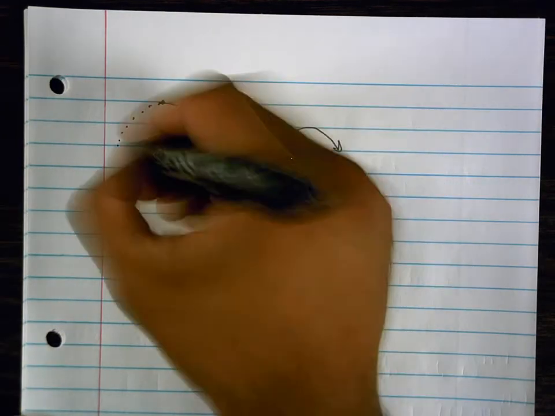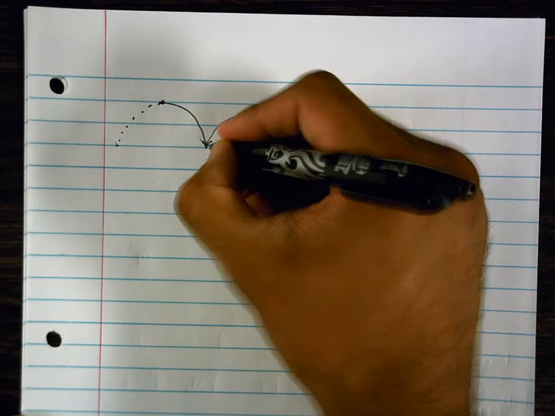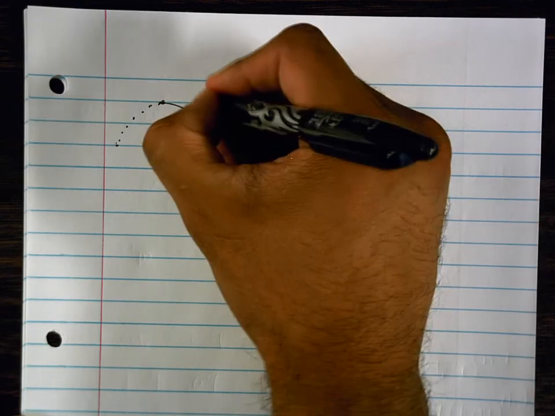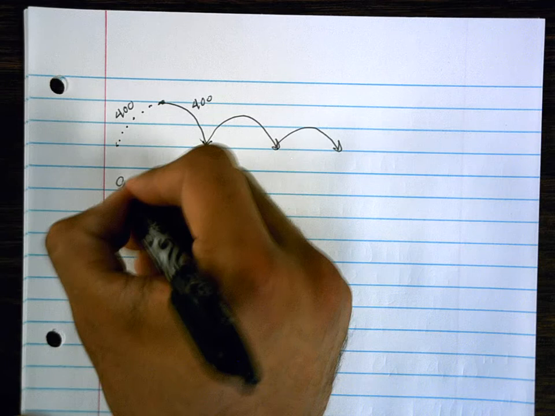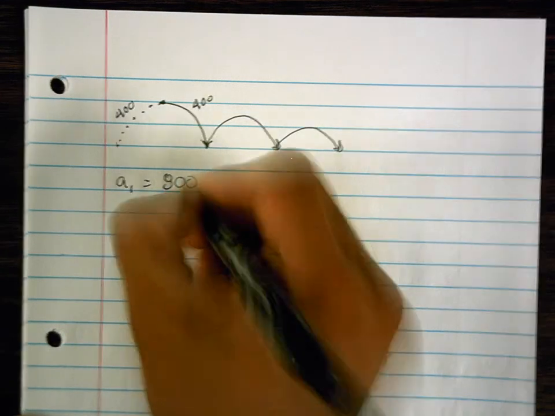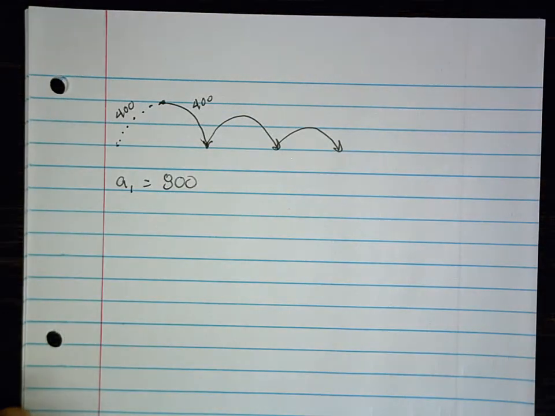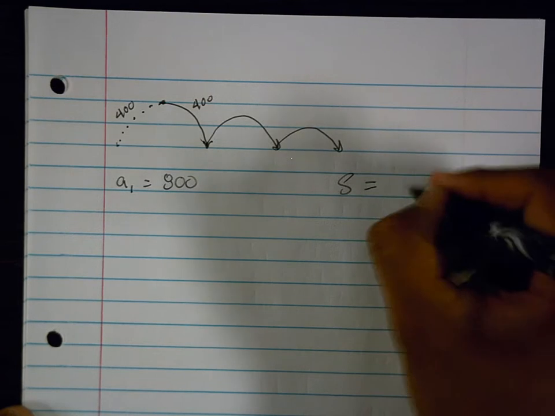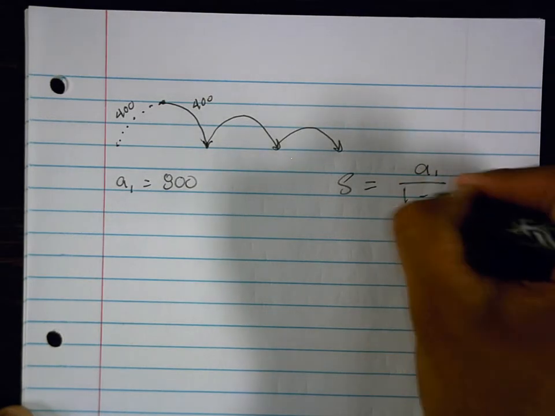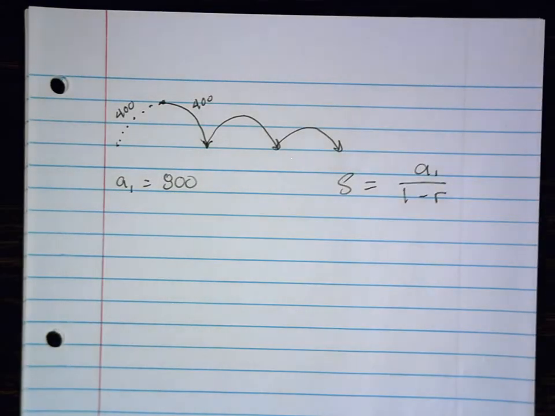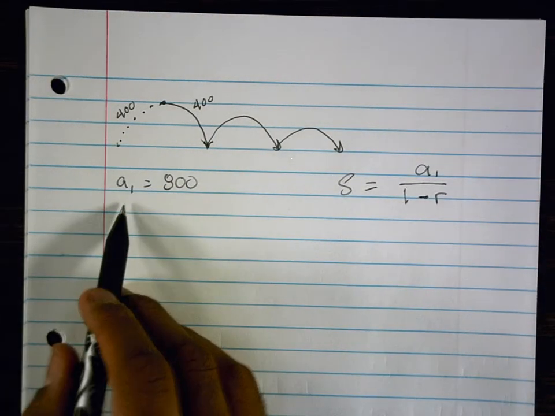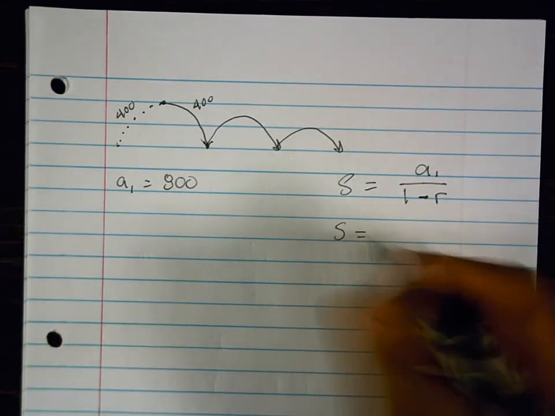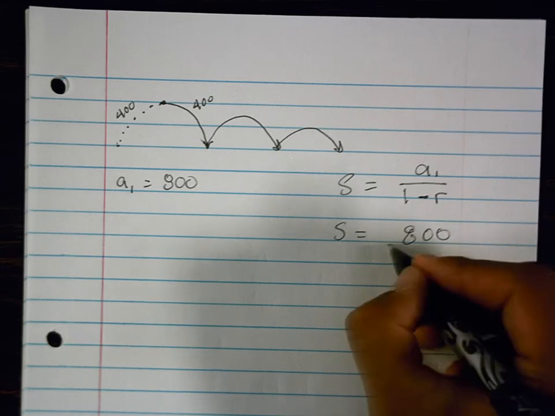Here's the key. You need to remember that we need to treat these as complete cycles. A sub 1 is from here all the way to here. A sub 2 is from here all the way to here. So this traveled 400, so I also added 400. So A sub 1 is 800. This formula requires us to do this. That's the infinite sum formula. So it's A sub 1 over 1 minus R. So I have A sub 1, so I'm already doing pretty good here. Got one of the unknowns.